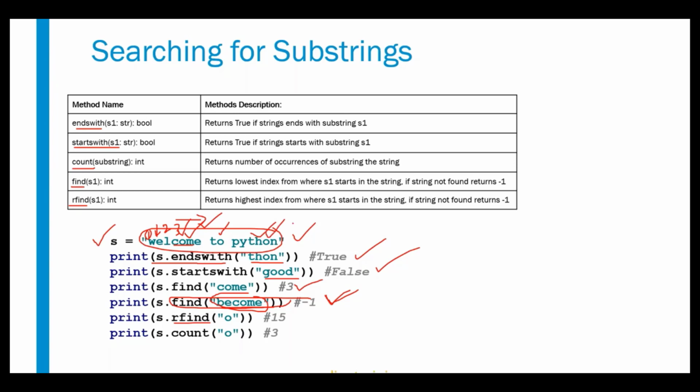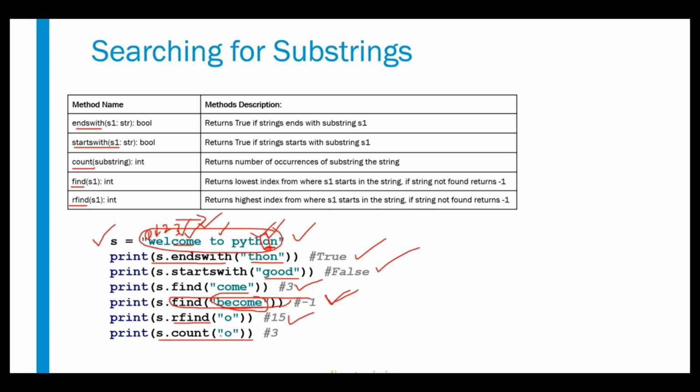So what is the last index of O here? When I count: 0, 1, 2, 3, 4, 5, 6, space is 7, 8, 9, one more space is 10, 11, 12, 13, 14, 15. So here we found the maximum index, so that will be returned. So rfind returns the highest index from where S1 starts in the string. If the string is not found, it returns -1.